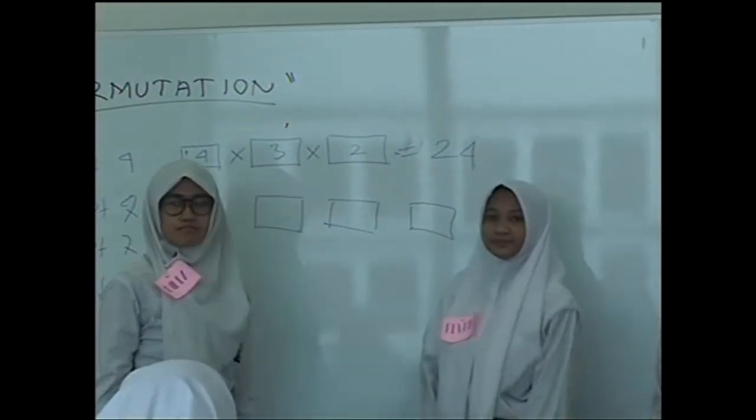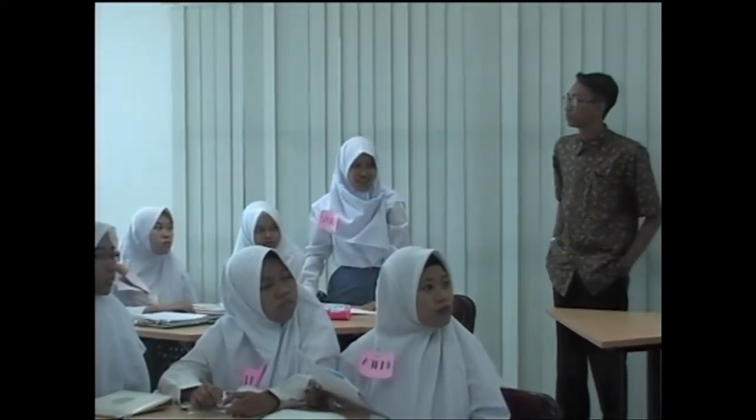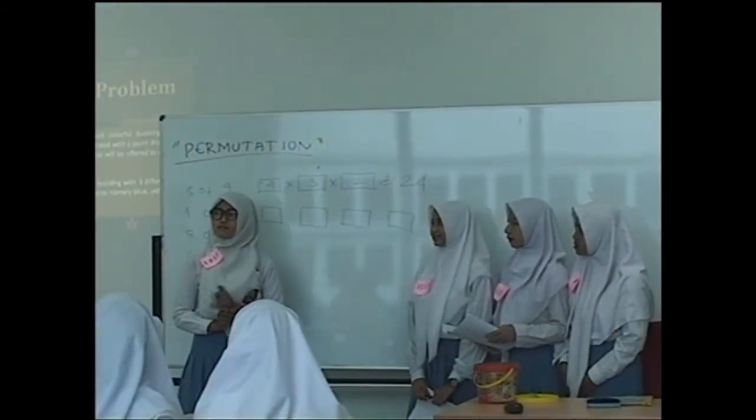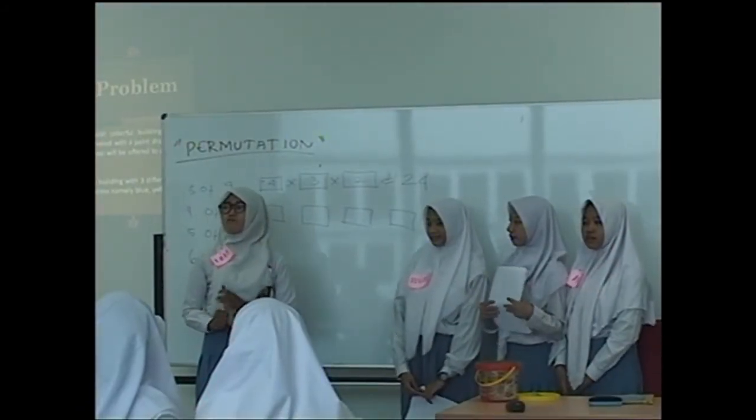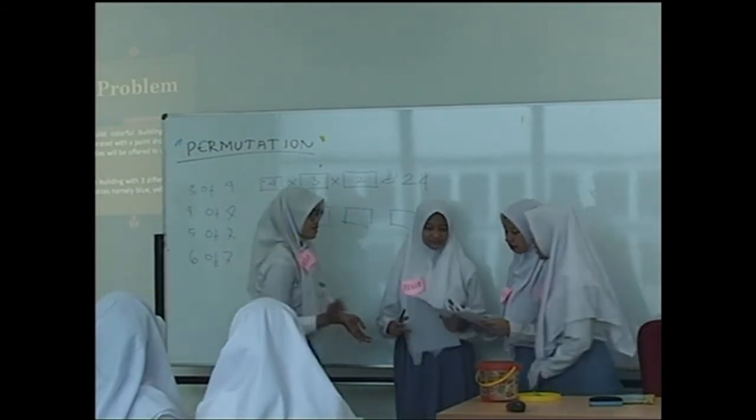Is there any question? Of course. I have a different answer from your group. In my answer, I write 4 in the first box, second box, and third box. So I have 4 times 4 times 4 equal to 64. What do you think? What's your discussion? Sir, before we answer, we want to discuss. Okay.